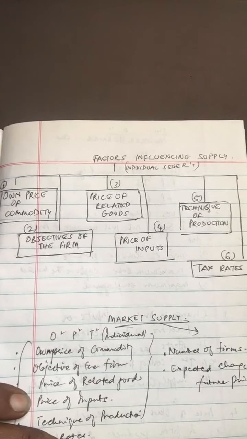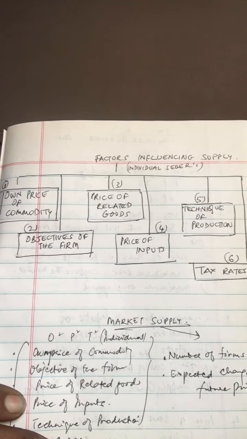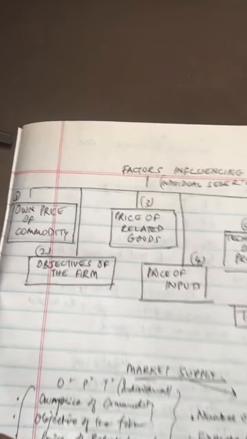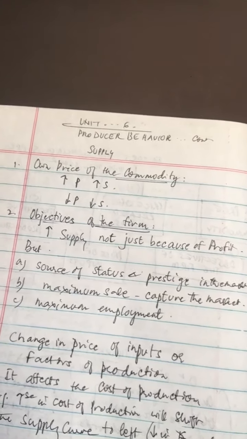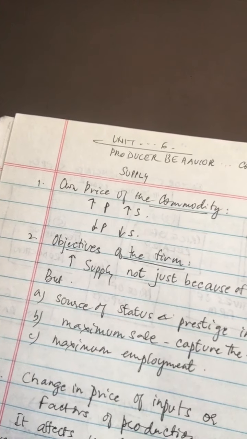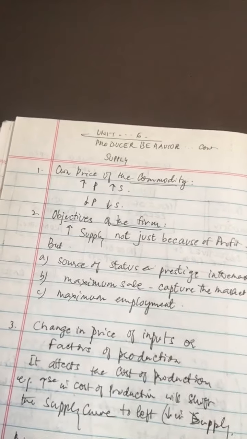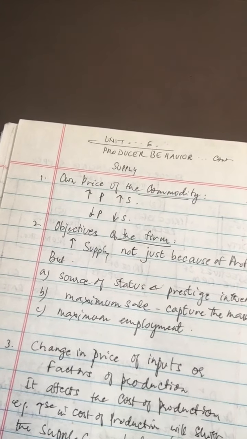So these are the determinants of supply, and I'm going to talk about each of them, 6 of them, and I said let's learn it up as OPT. We learned it up as OPT. So O stands for own price of the commodity. Let's start. So the producer usually offers more quantity of commodity for sale at a higher price and less quantity of the commodity at a lower price.